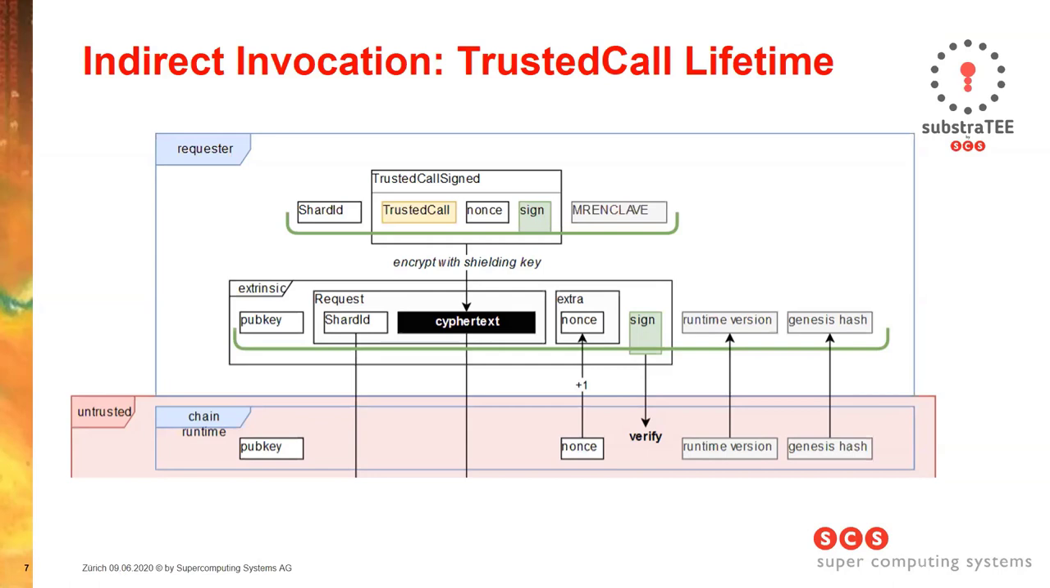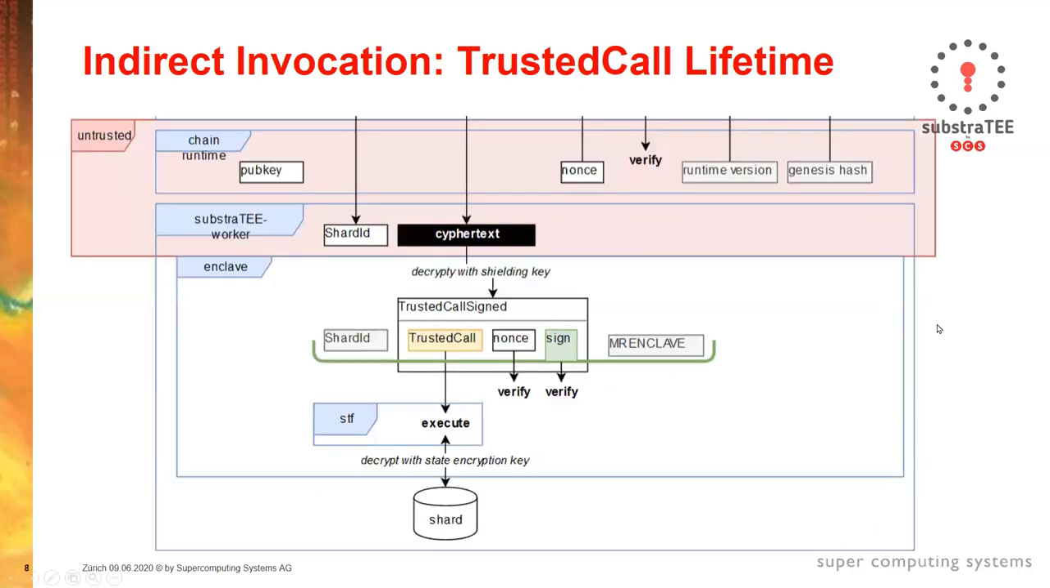Okay, now we go into the untrusted world of the chain. We have the public key of Alice, which is known to the chain, which has to be able to pay for the fees. The chain verifies the nonce. You know all this. Now the next step is that the light client takes the ciphertext and the shard ID. The shard ID is plain text, just remember that for later. So the chain knows what shard the trusted call is meant for.